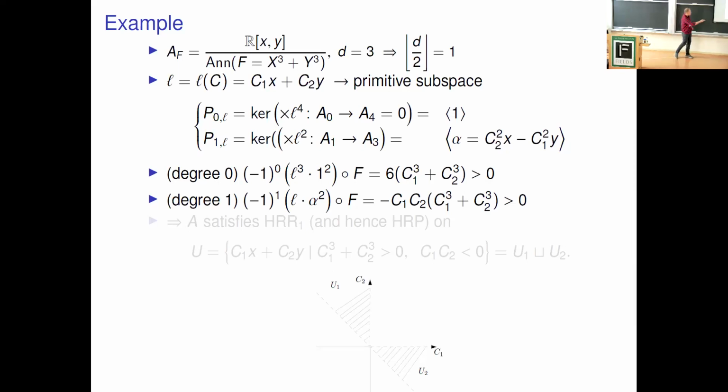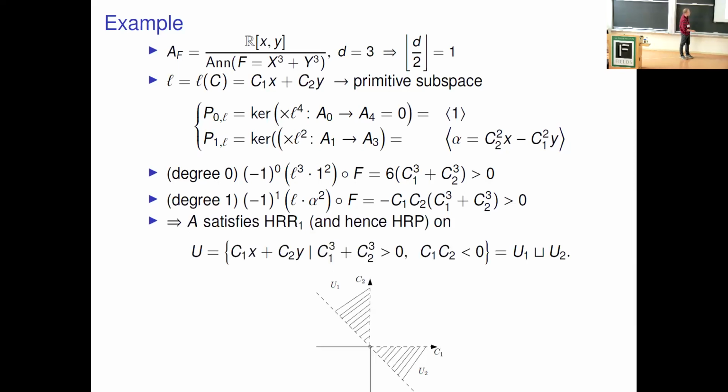And so you can stare at these polynomial inequalities here, and you can see that the ring A satisfies Hodge-Riemann relations in degree 1, hence also Hodge-Riemann property on this set of linear forms U right here, defined by these polynomial inequalities. And I can draw a picture of U in the C1, C2 coordinate plane like this. Okay, so it's a union of two convex cones. Okay, so that's ordinary Hodge-Riemann.